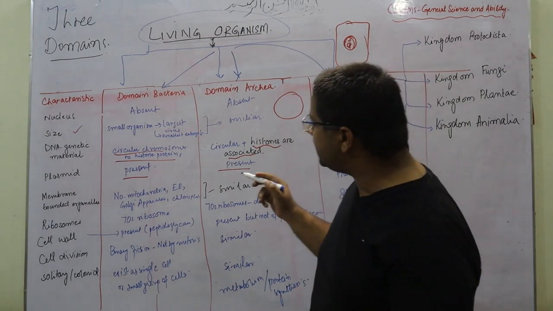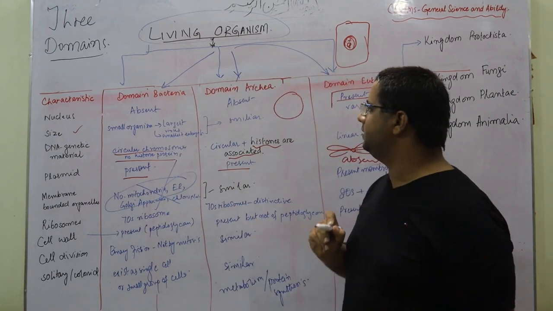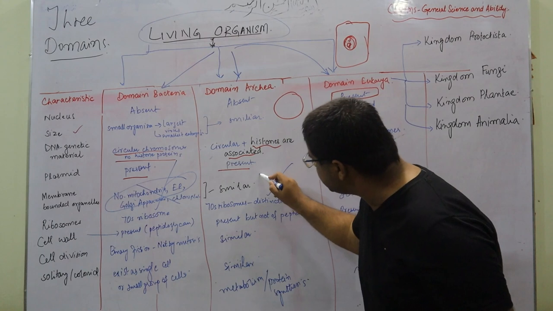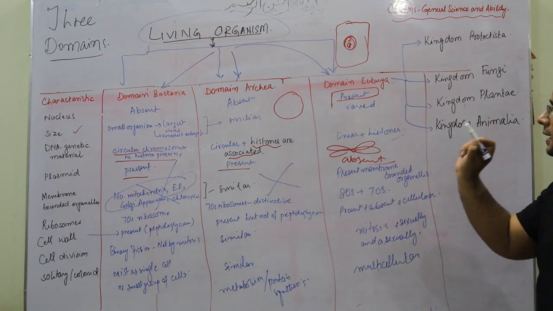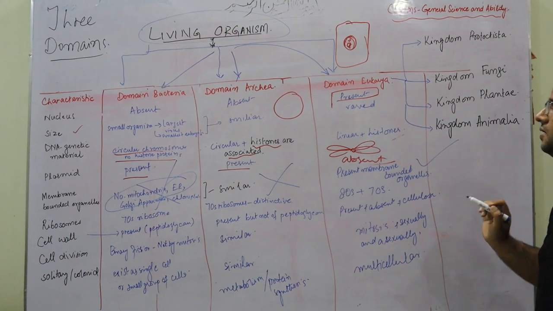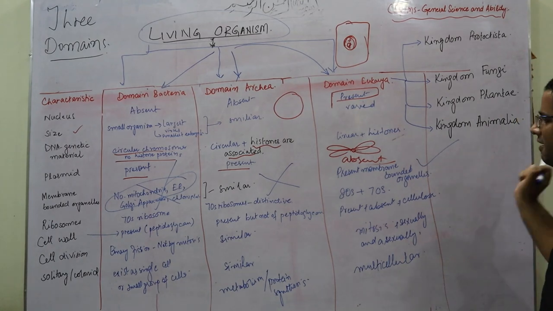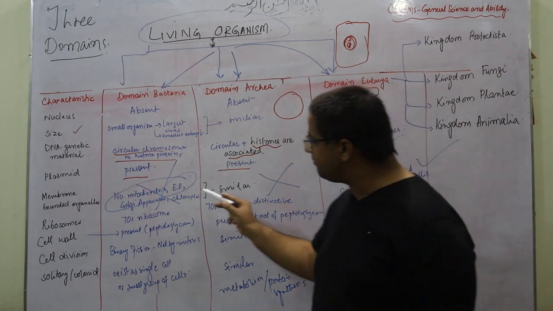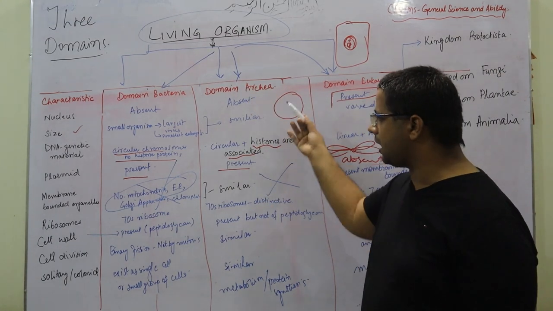The domain bacteria does not contain any of them. Why? The domain archaea also does not contain these membrane bound organelles, while the domain eukaryota contains these organelles well established in their cells. So they have mitochondria, Golgi apparatus, and chloroplasts. The functions of these organelles are performed by the membrane in domain bacteria or archaea.